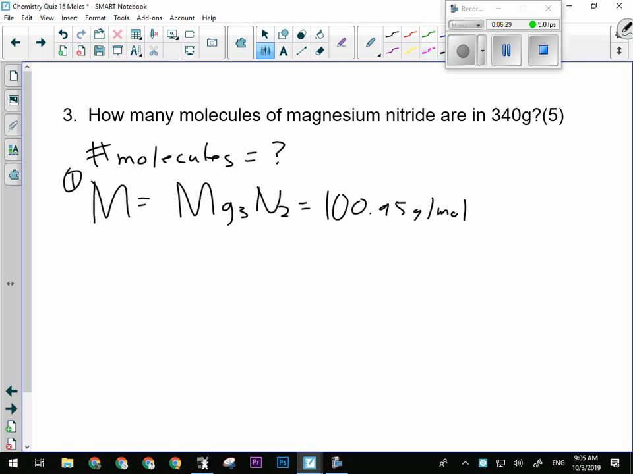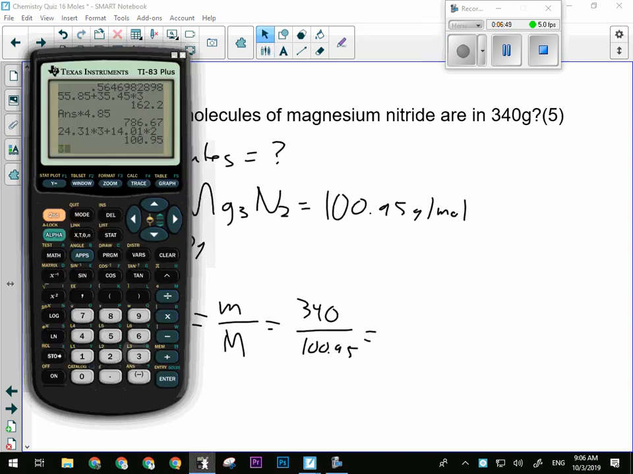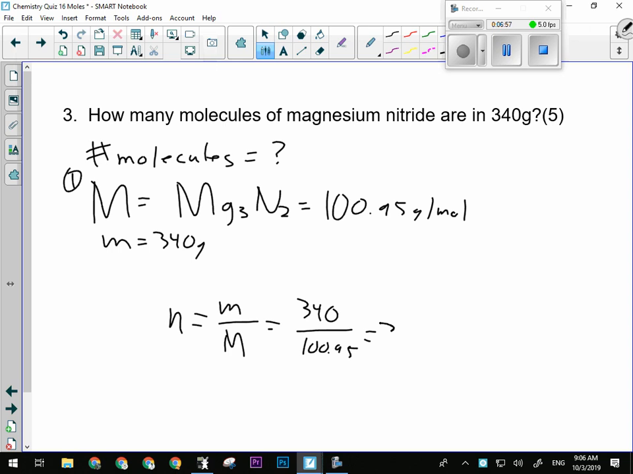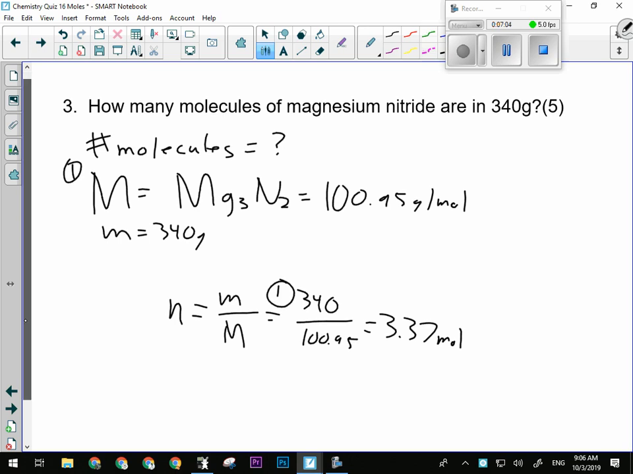Now, watching carefully up here, guys. The mass is 340 grams. So we are looking for N first, because that will allow us to use Avogadro's number to then get the number of molecules. So N equals little m over big M, so that'll be 340 divided by 100.95. All right, so we're looking at 3.37 moles. Again, you want to keep all those decimals. I'm just not going to write them all down. So we will get a mark for that step there.